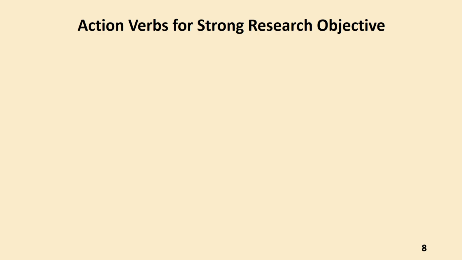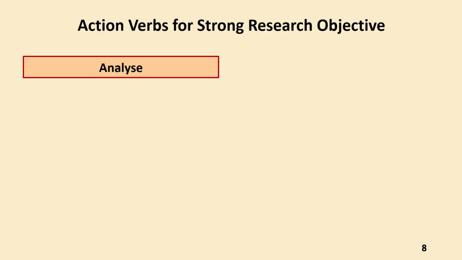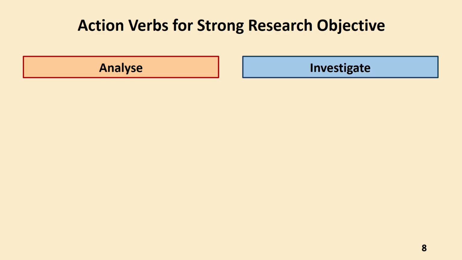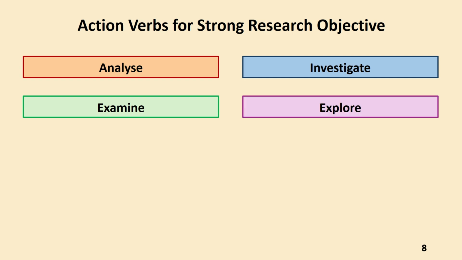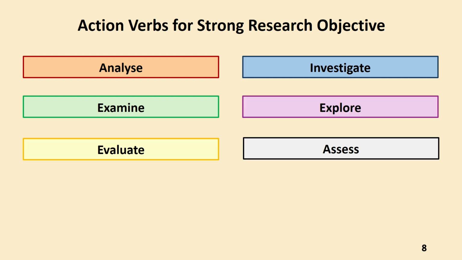Action verbs. This is most important while you formulate a research objective. Analyze, investigate, examine, explore, evaluate, assess. These are some important keywords, action verbs for forming a research objective, because I have discussed the importance of research language. Whenever you form a research objective, you have to be very focused about the word you are selecting, because one word will have many synonyms. It's very important to understand.